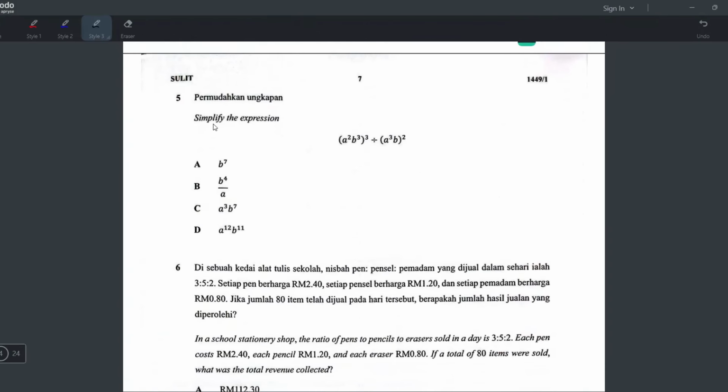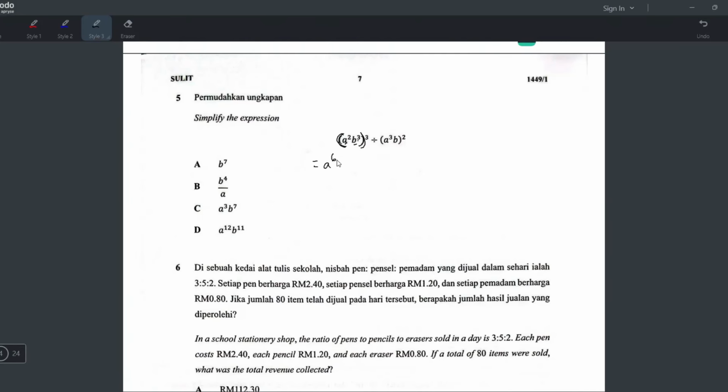Okay, number 5, simplify the expression. Okay, this looks like an indices question, right? Okay, first of all kita kena tahu kalau dia bracket power dekat luar macam tu the power has to darab. Yeah, the two powers have to darab. So siapa yang kena power 3 sekarang? A power 2 yang kena power 3 ataupun B power 3 yang kena power 3. Sebenarnya both. Both also have power 3 because the bracket you can see it covers the A square and the B cube. So the A square power 3 becomes A power 6.